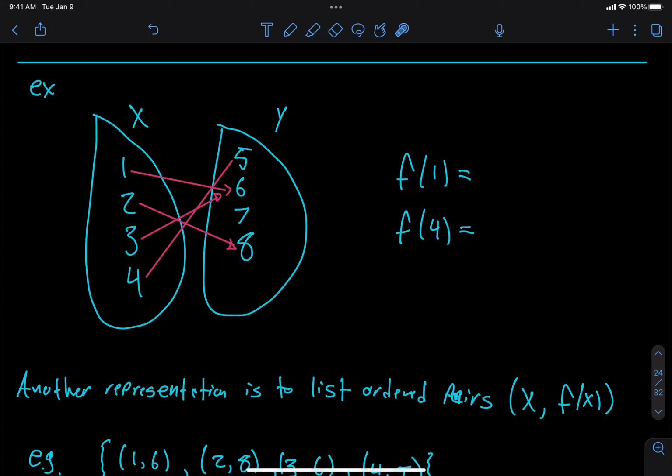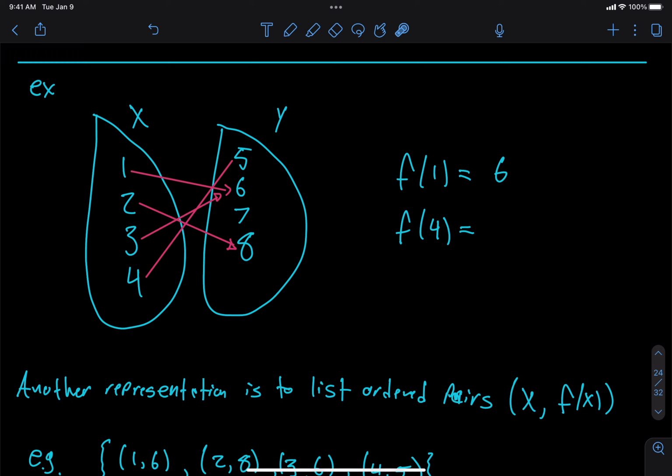Now when I say we plug 1 into the function, what I mean is we check the domain, we look for the number 1, and we look to see where that number gets assigned. And that assignment is what we call f of 1, which in this case is 6. So we look for 1 in the domain, we see what it gets mapped to, in this case 6, therefore f of 1 is equal to 6.